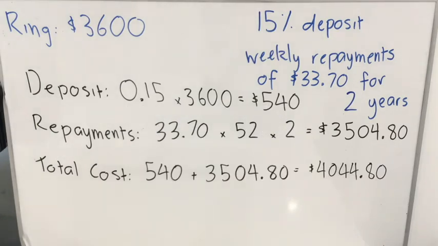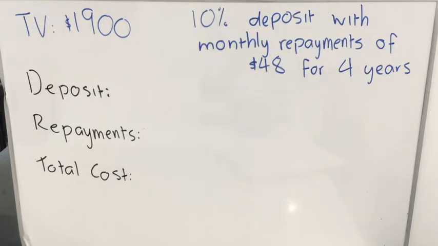This ring ended up costing you $4,044.80. So more than $400 more than the original price by taking them up on this payment plan. Okay, one more example. Now you've found a TV that you want to buy for your bedroom. You've decided with the amount of time that you're going to be spending at home these days, you want a brand new TV for your room. You've found the perfect one, it's huge, it takes up the whole back wall, but it costs $1,900.